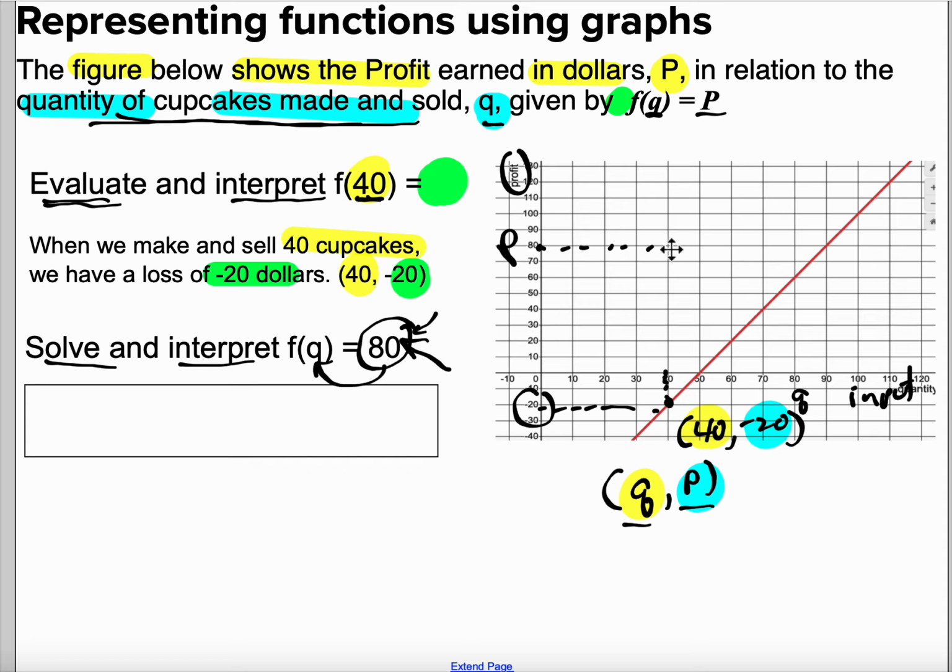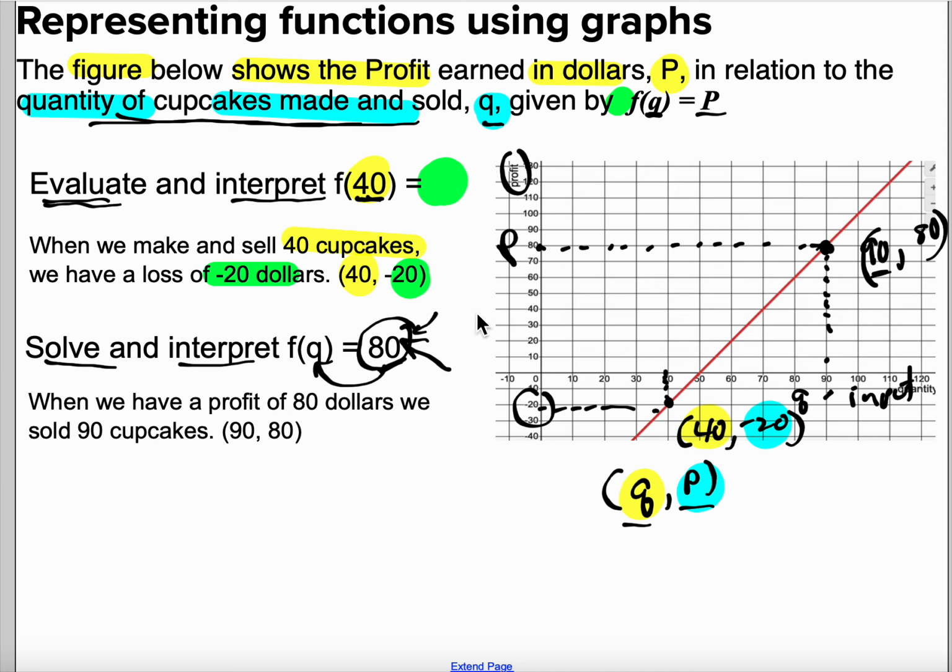And now I want to travel over till I hit the graph, because then I can follow that down to find the input value. So this point here is 90, 80. So this tells me that when I have a profit of 80, it means that I sold 90 items. And I can write that as that ordered pair. I can interpret that because I know my inputs are quantity made and sold, and my output is profit.